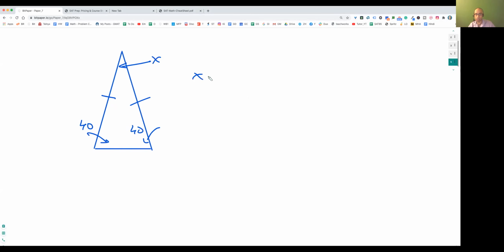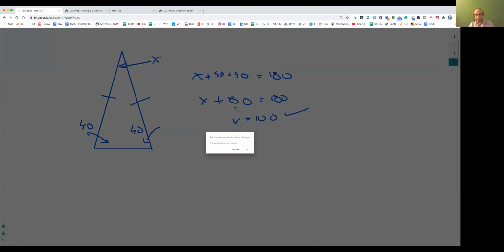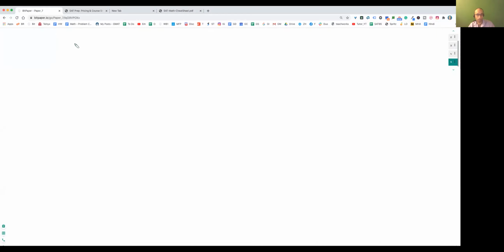Now let this be x. So x plus 40 plus 40, which is x plus 80, is equal to 180. So x is equal to 100. Great. So yes, it doesn't look like an obtuse angle, but it is true. I'm amazed. I'm happy. All of you are getting this. So remember, some problems could be as easy as this. Now, isosceles is done.